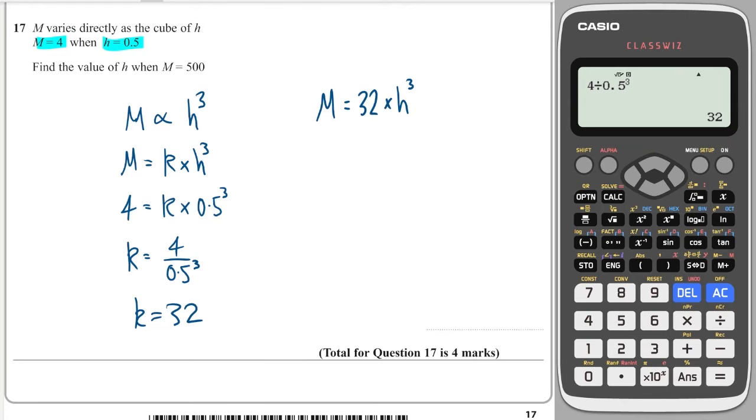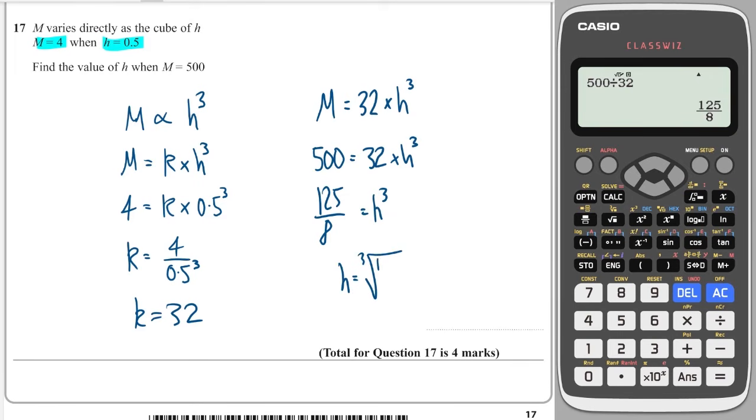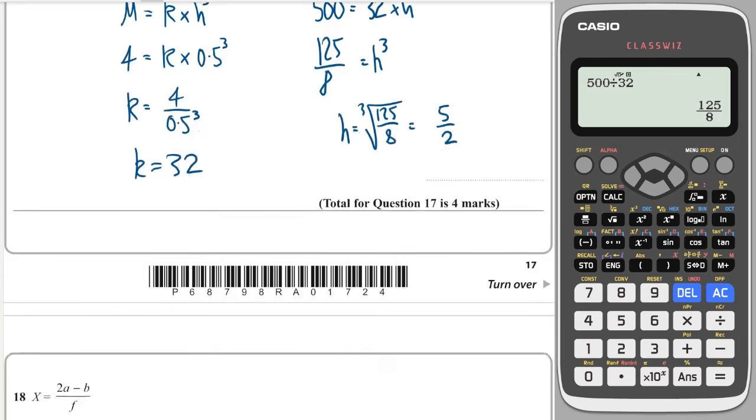And we need to find h when m is 500, so we sub in 500 for m. That's equal to 32 times h cubed. So to find h cubed, we divide 500 by 32. Which gives me 125 over 8, which is nice and neat because I know those two are cube numbers. So that's going to be great when I need to cube root. And when I do cube root 125 over 8, I get 5 over 2. Perfect.